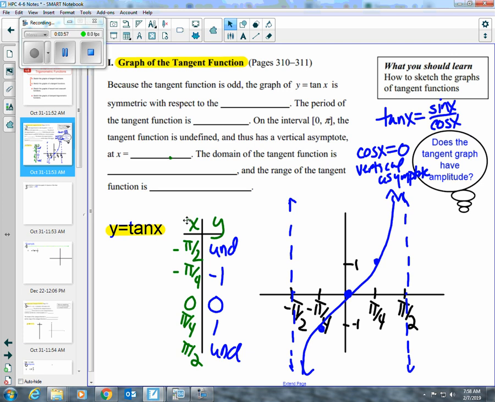So some interesting things about the graph. This has symmetry with respect to the origin. So we have points at equal distance. So this is an odd function, so it has origin symmetry. So that's why that graph looks like that, just like our x cubed does.